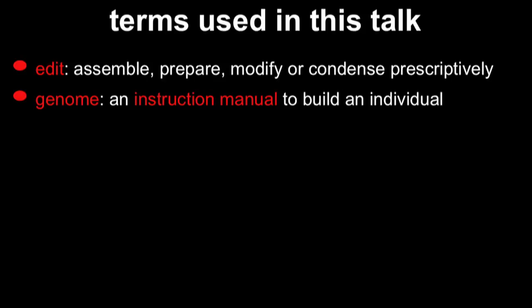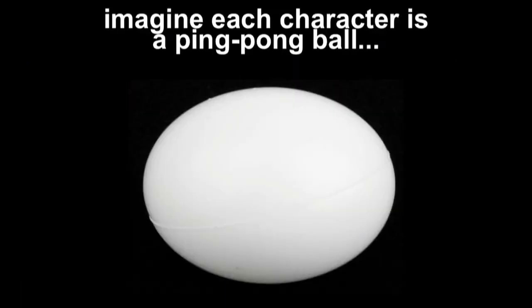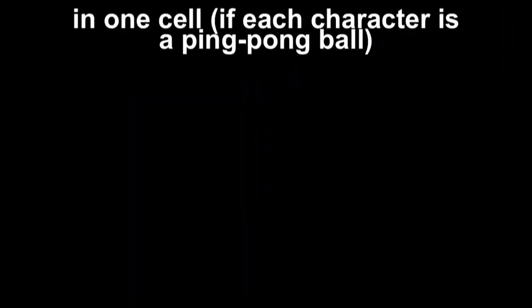And each one of those instruction manuals contains 3.2 billion characters or so, making a total of 6.4 billion characters per cell. And to give you an idea of how many that is, if we imagine that each character is a lowly ping pong ball, there'd be enough ping pong balls to fill Wembley Stadium, which is the national soccer stadium of England, not once, but 6 times. So as you can see, I'm talking a lot of balls.